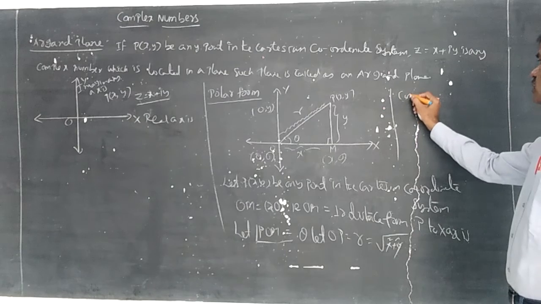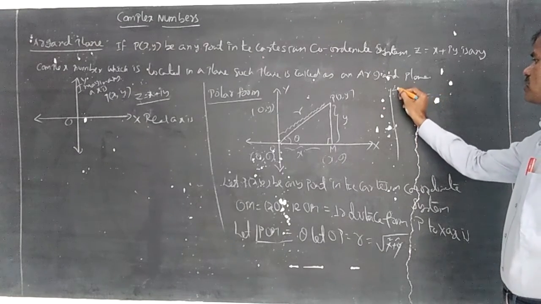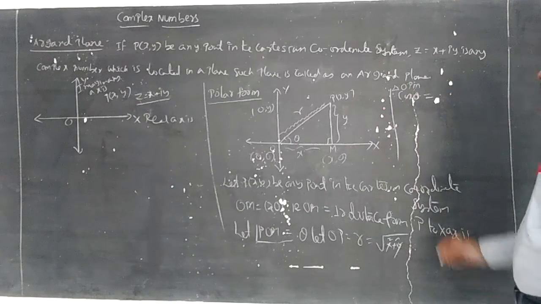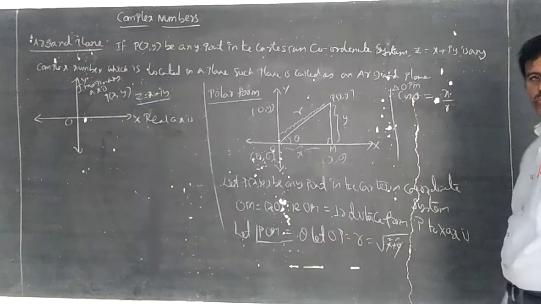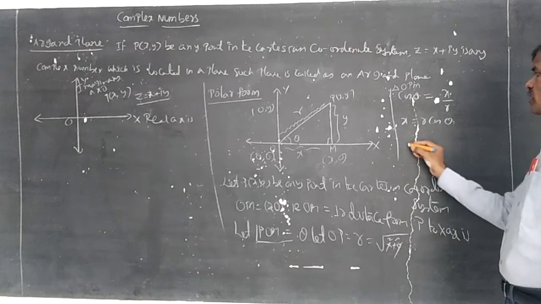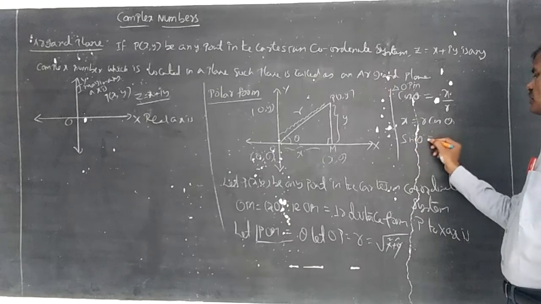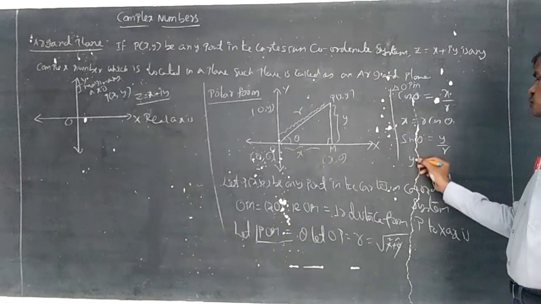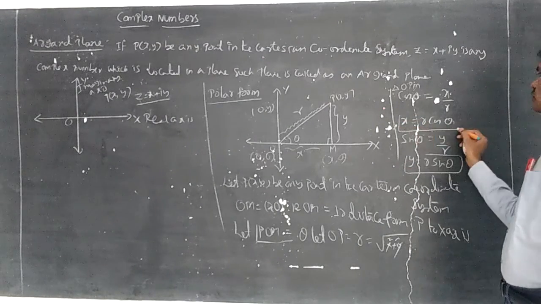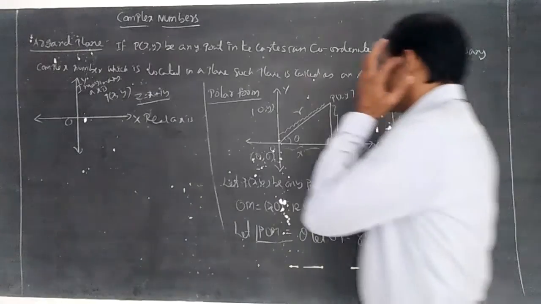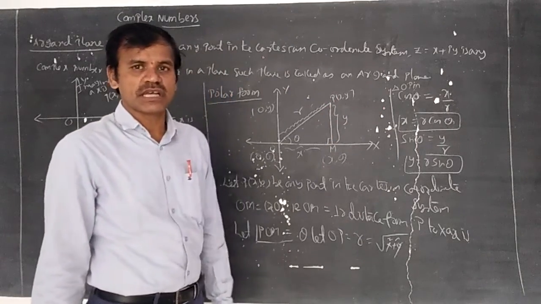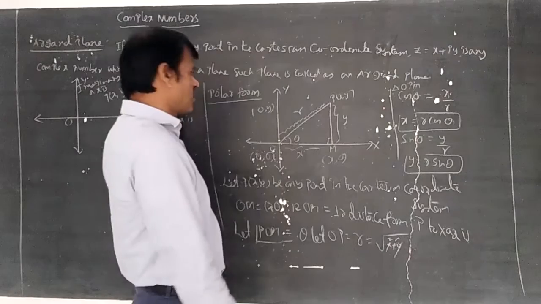Now you can write, in triangle OPM, cos theta is equal to adjacent side by hypotenuse. So x by R. So x is equal to R cos theta. And in this triangle you can write sin theta is equal to y by R. So y is equal to R sin theta. Y is equal to R sin theta and x is equal to R cos theta. So P R cos theta comma R sin theta is a point in the Cartesian orthogonal plane.